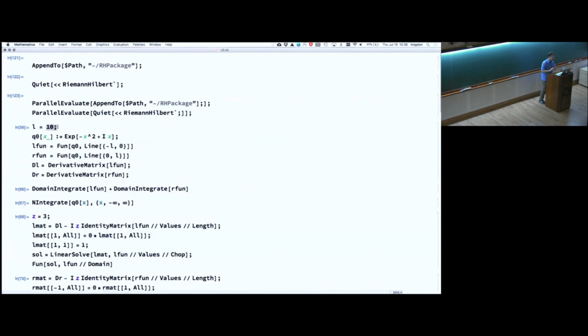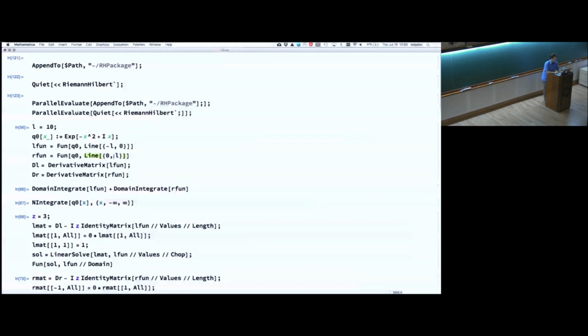Okay. And so this Riemann-Hilbert package involves Chebyshev approximations, much like the ChebFun package that Nick Trefethen and his group have been developing. I take my function here, and I create a fun from minus L to 0. I don't even put in how many discretization points I want. It adaptively figures that out. And then I have my left fun, my right fun, from 0 to L. Then I can put in this derivative matrix, which is a discretization of the derivative, and it will create it with the right dimensions according to the fun I stuck in and the right domain.